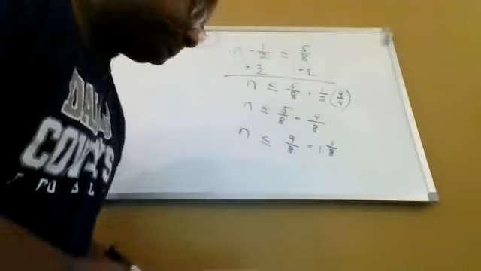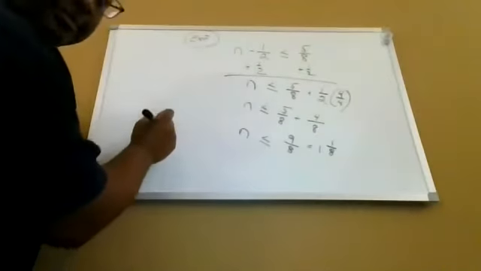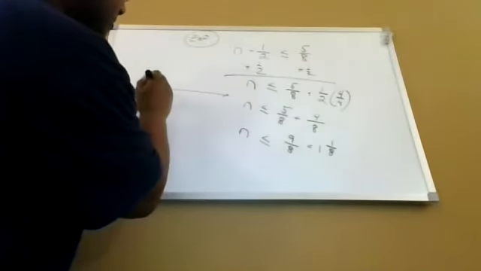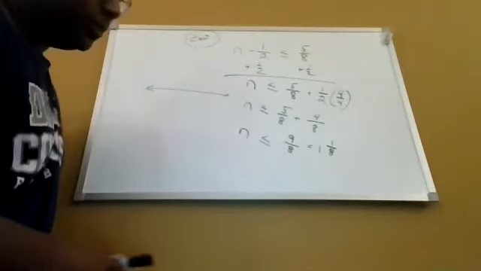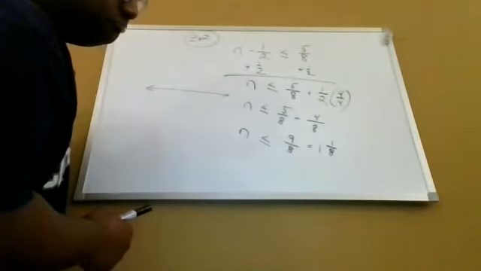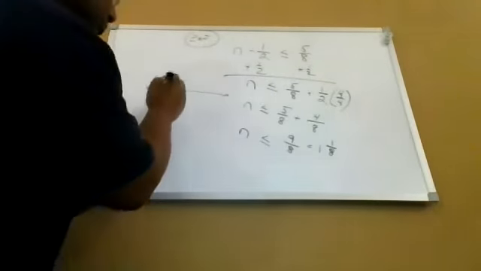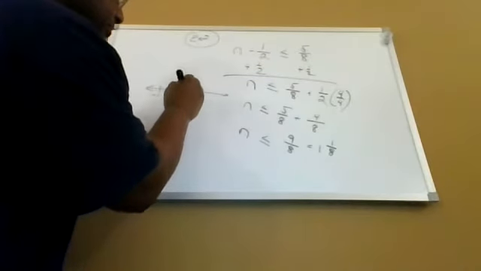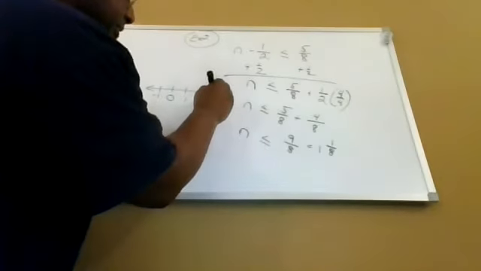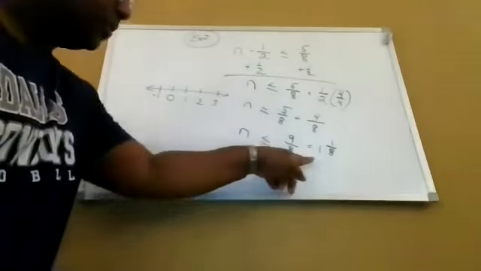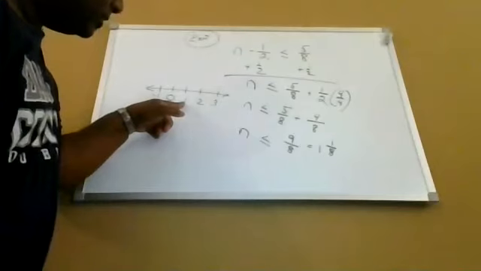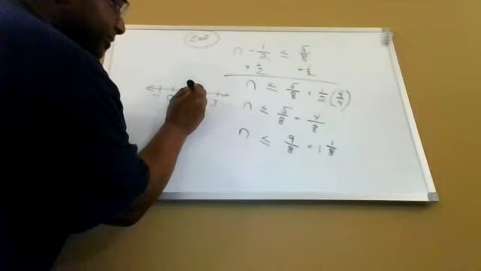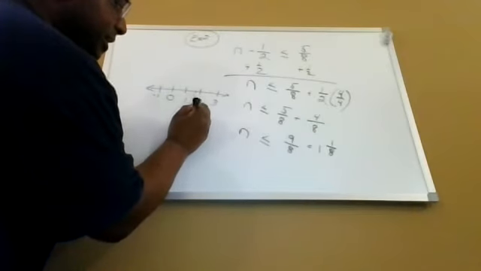Now, let's graph this. Let's see. I hope you all can see. All right. Well, 1 1/8 is somewhere between 1 and 2. So on my number line, I'll start with -1, 0, 1, 2, 3. So 1 1/8. Well, here's 1. And 1 1/8, I'm going to just say is right here. 1 1/8.